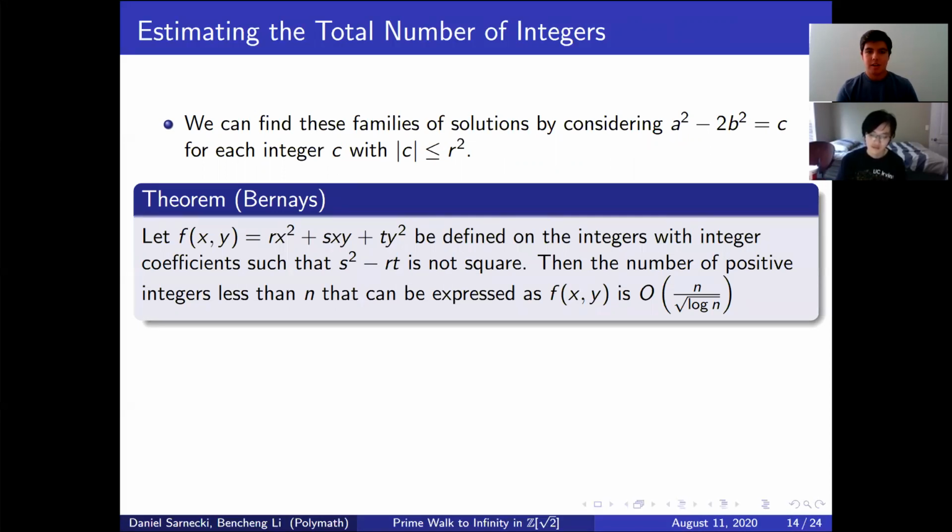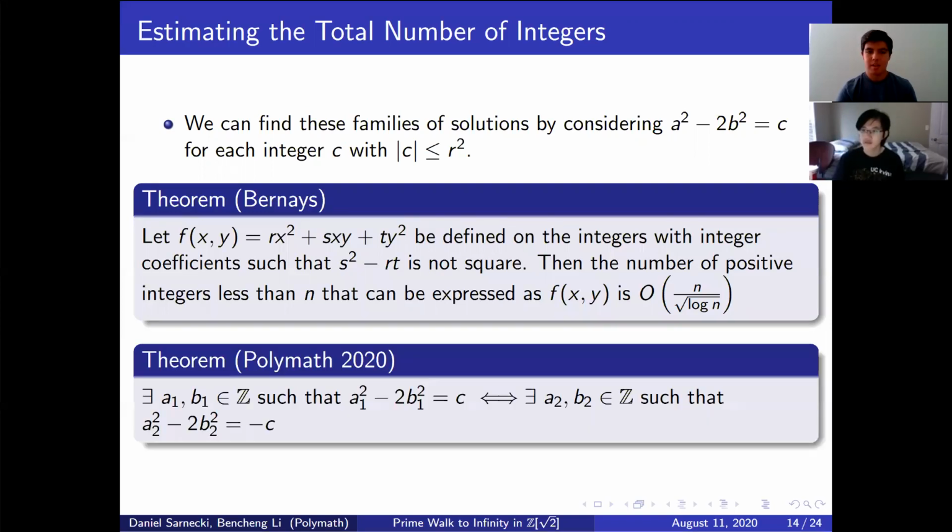So if we have a function f defined on the integers that you see here, this quadratic form, with integer coefficients r, s, and t, such that s squared minus rt is not a square, the number of positive integers less than n that can be expressed as f is on the order of n divided by the square root of log n.